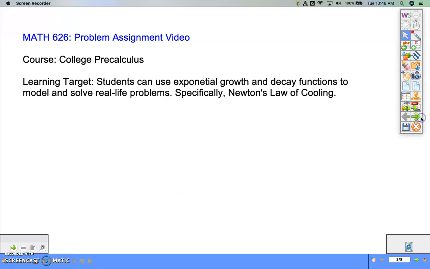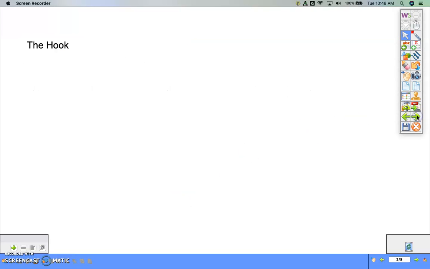So my hook, how I'm going to get my students interested and drawn into the problem, is usually when I talk about Newton's law of cooling, I bring up something like, hey guys, last night we were at home, my family and I were having supper, we made some pizzas, I took the pizza right out of the oven, I cut it up, and I took a bite right away, and what happened? And they'll say, you burned your mouth. I was like, yeah, I burned my mouth, and I thought of you guys.